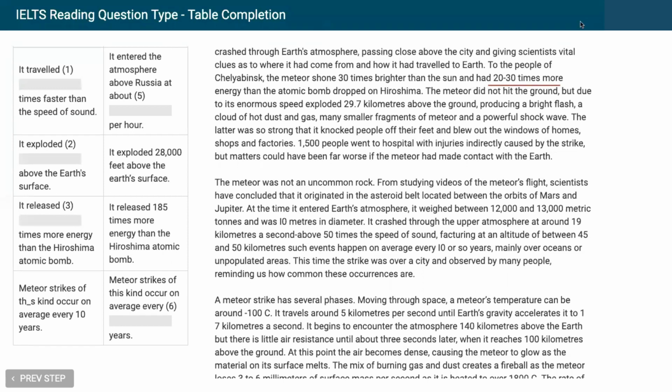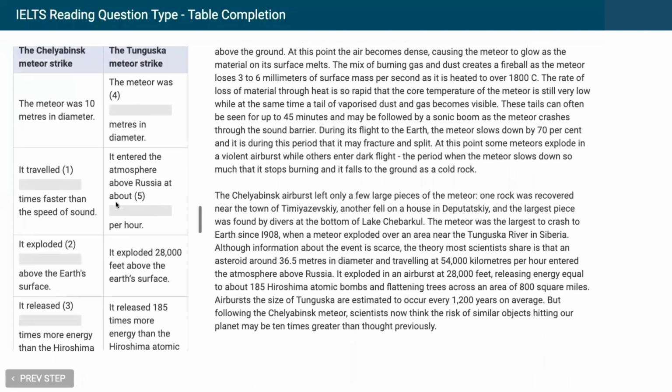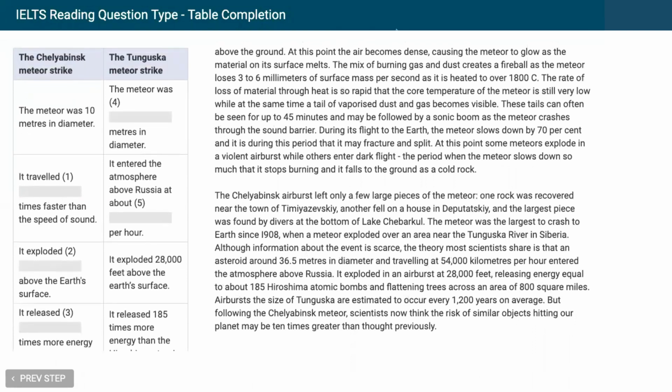And then for Tunguska, we had to move all the way down to the end of the passage, which again is rare for table completion, but it's better to practice with something difficult. We noticed that it was 36.5 meters in diameter. And number five, it was traveling at 54,000 kilometers per hour, but the answer would only be 54,000 kilometers because per hour is included here. And then number six was 1,200, so 1,200 years on average.